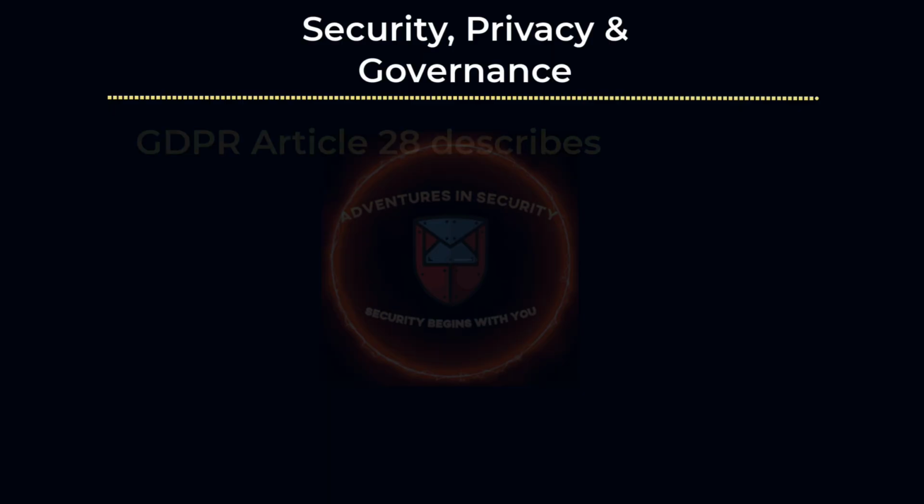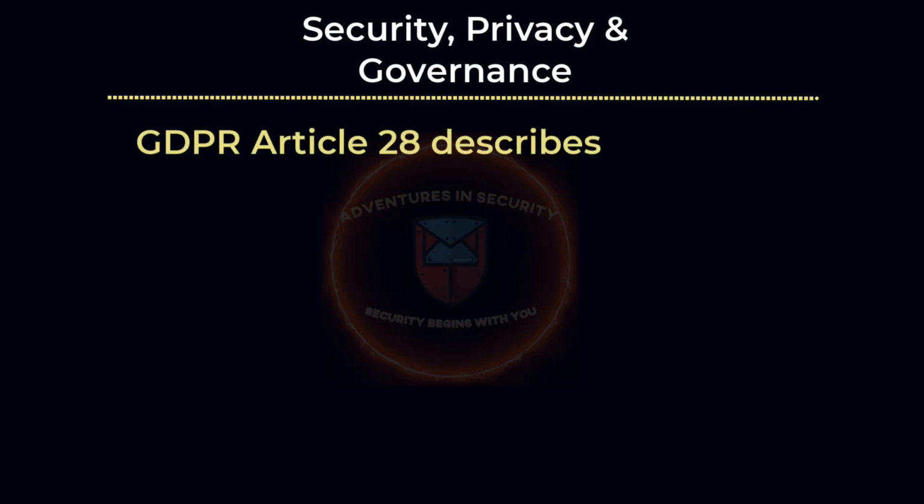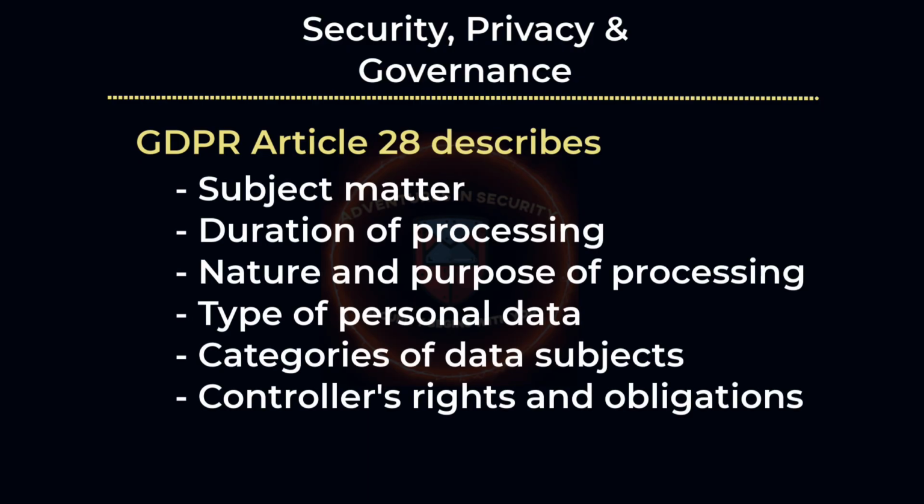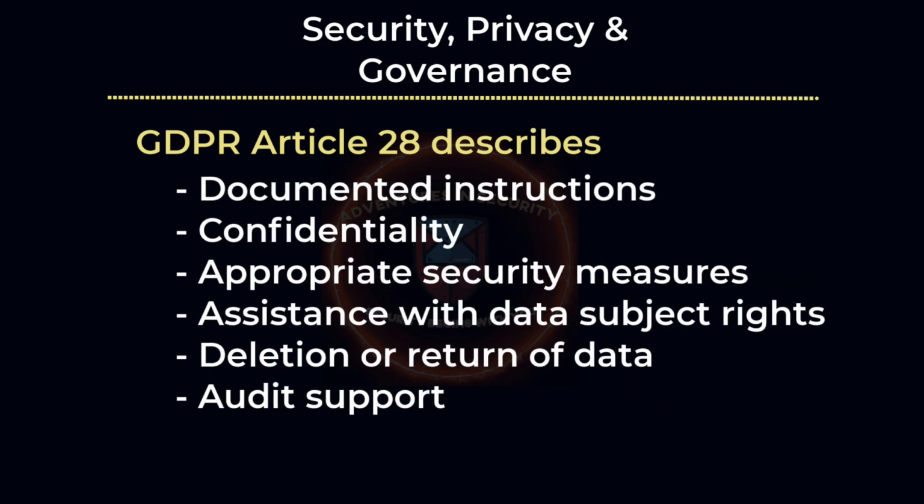Under GDPR, Article 28, processor relationships must be governed by a contract that describes the subject matter and duration of processing, the nature and purpose of processing, the type of personal data, the categories of data subjects, and the controller's rights and obligations. Article 28 also requires documented instructions, confidentiality, appropriate security measures, assistance with data subject rights, deletion or return of data at the end of services, and audit support.